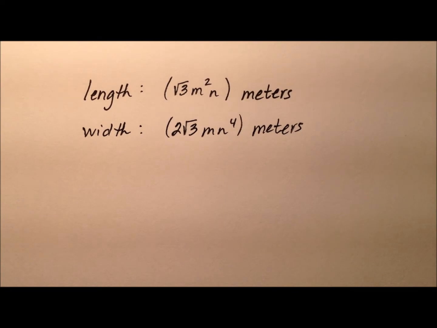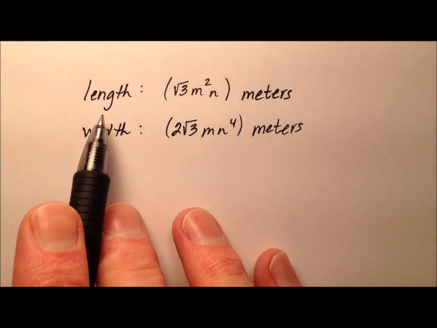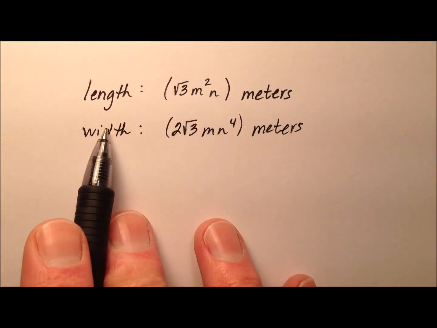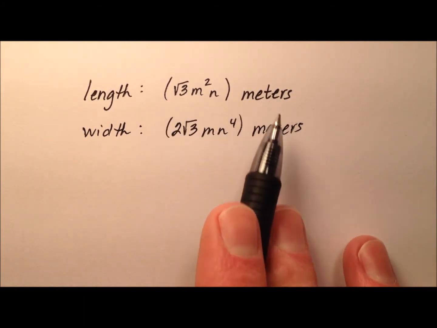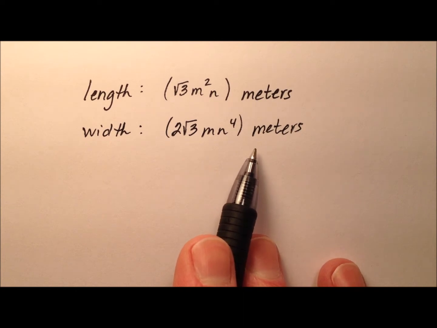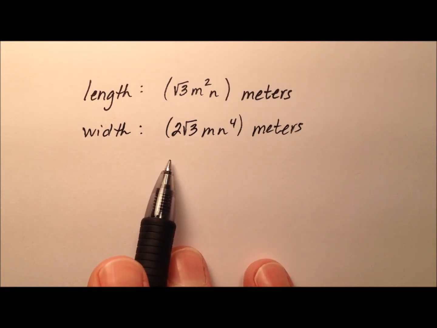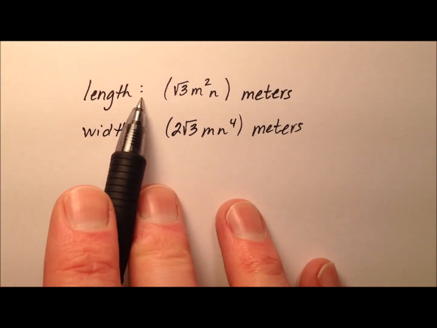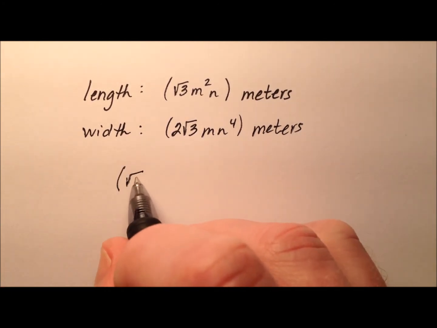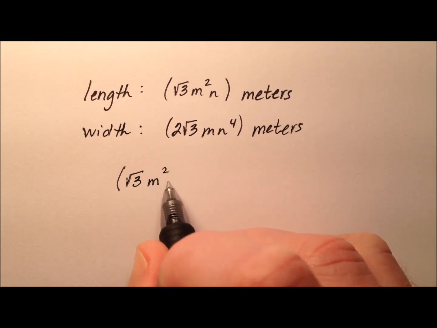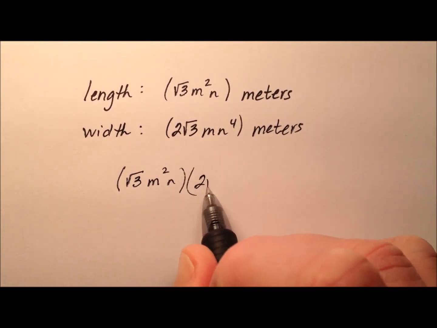In this example, we have a rectangle that we're going to be discussing, and its length and width are both going to be given by these monomial expressions, and they're both in meters. So let's go ahead and find the area of the rectangle. And how do we find the area of a rectangle? Well, we multiply the length by the width. So let's go ahead and multiply these two monomial expressions together and see what we end up with.